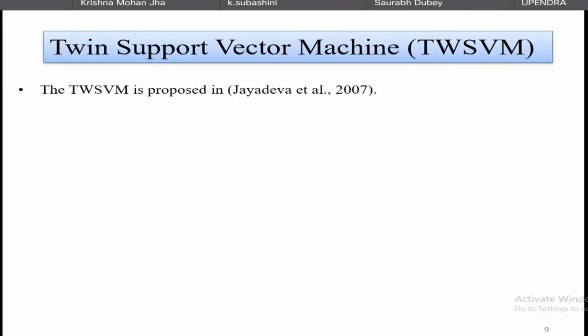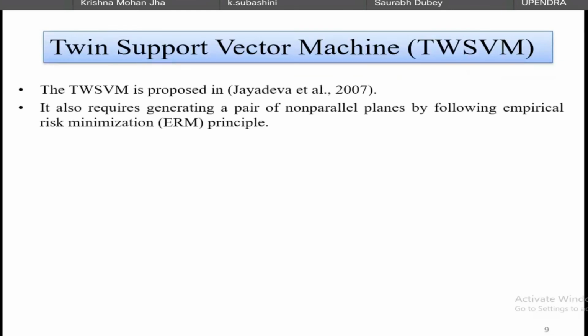So obviously it's proposed by Jayadeva et al. And it requires mean instead of mean because obviously we have a pair of non-parallel planes. Here we are using the empirical risk minimization principle that was already discussed in the previous lectures. So there are two terms, the SRM principle and the ERM principle. SVM is based on the SRM principle, but twin support vector machine, the twin SVM, is not based on the SRM principle. It follows the empirical risk minimization principle.